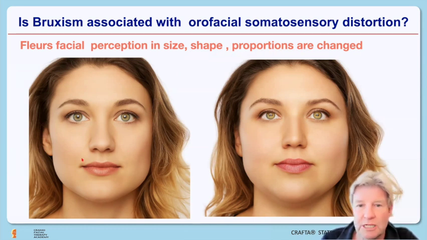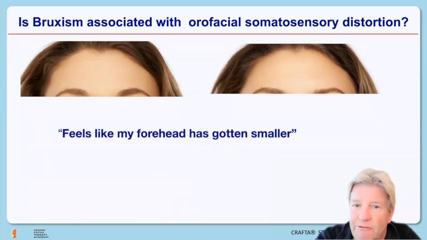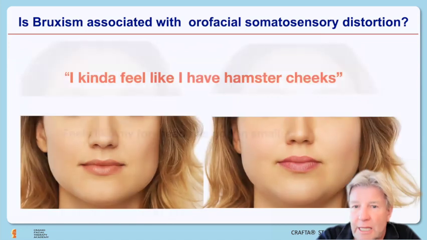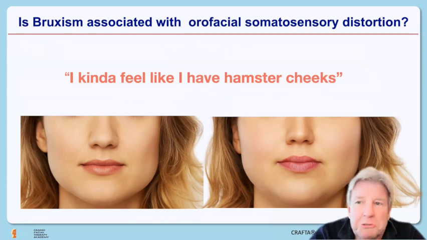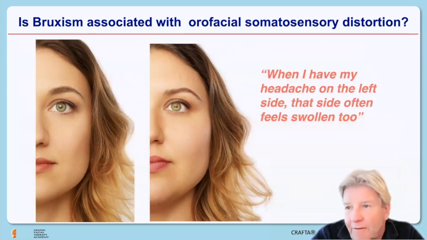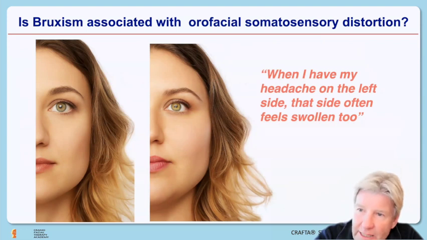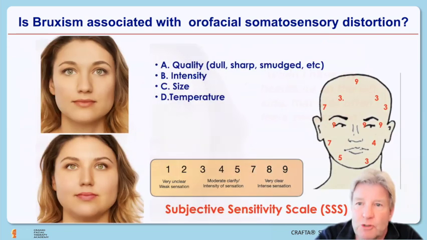On the left side, you see how she is. On the right side, you see how she feels herself. She says, I feel that my forehead is smaller than normal. She also said she has a feeling like she has hamster cheeks. But if you look, you don't see it. She just has the feeling. When I have my headache on the left side, then I also feel a swelling on this side. So she had the feeling of swelling.